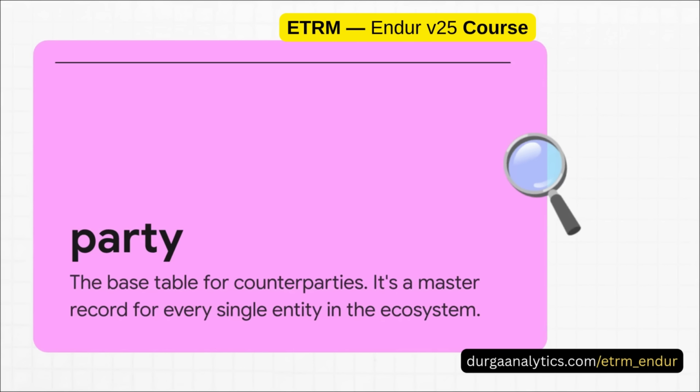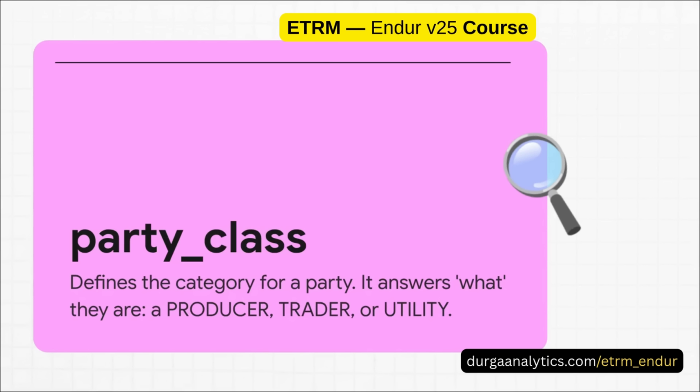This establishes the who. But just knowing who an entity is isn't enough. The system needs to know what it is. And that's the job of this simple yet incredibly powerful table, party class. It links directly to the party table and it assigns a role. It's how the system knows that Shell is a producer, NG is a utility, and PJM is an ISO. This classification is the absolute linchpin for all the reporting and analysis that comes later.